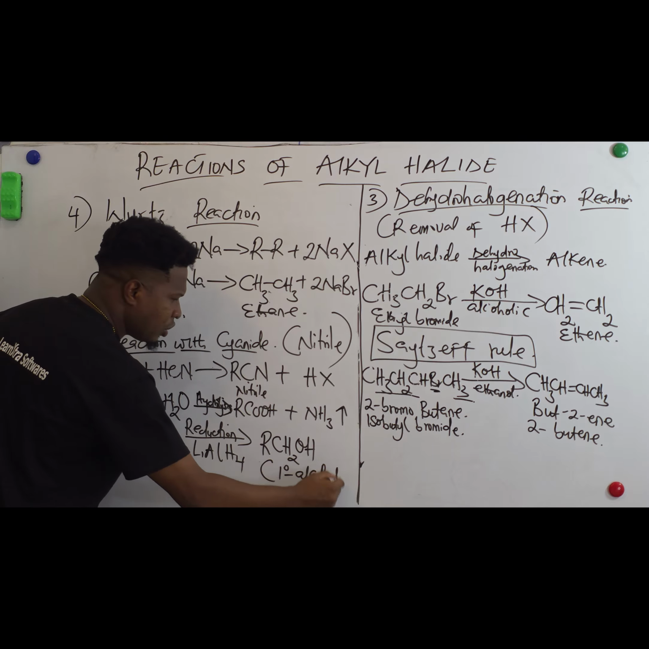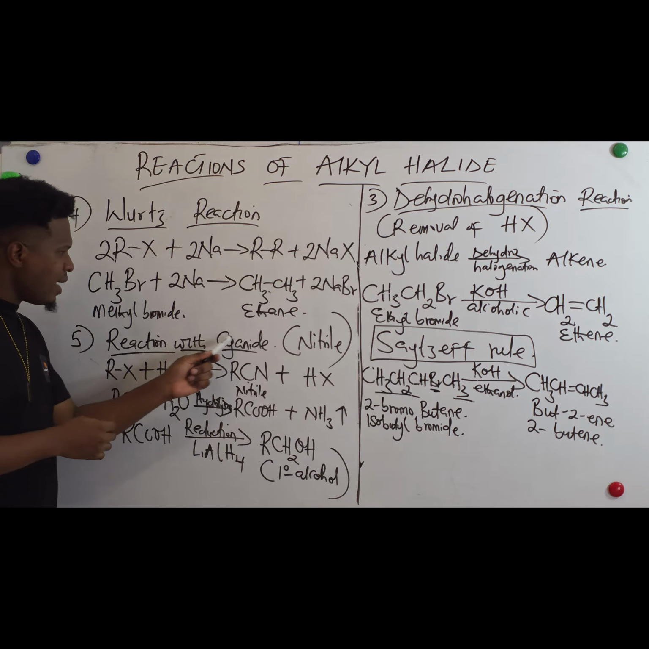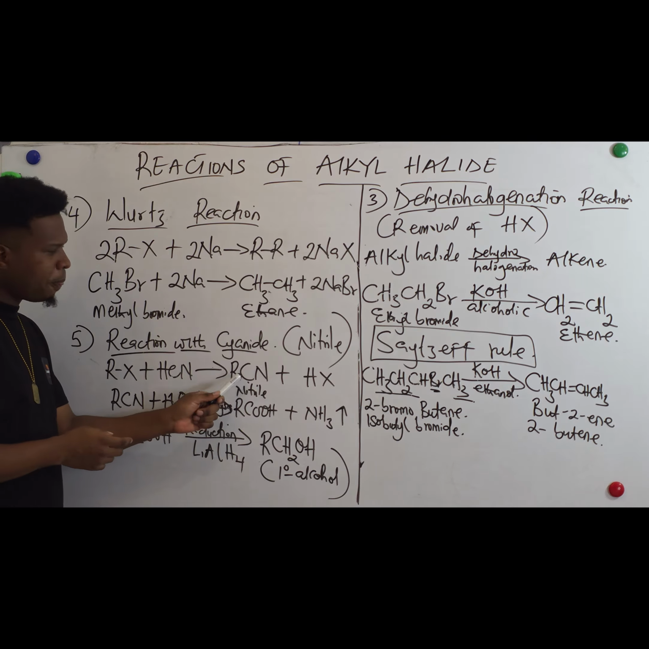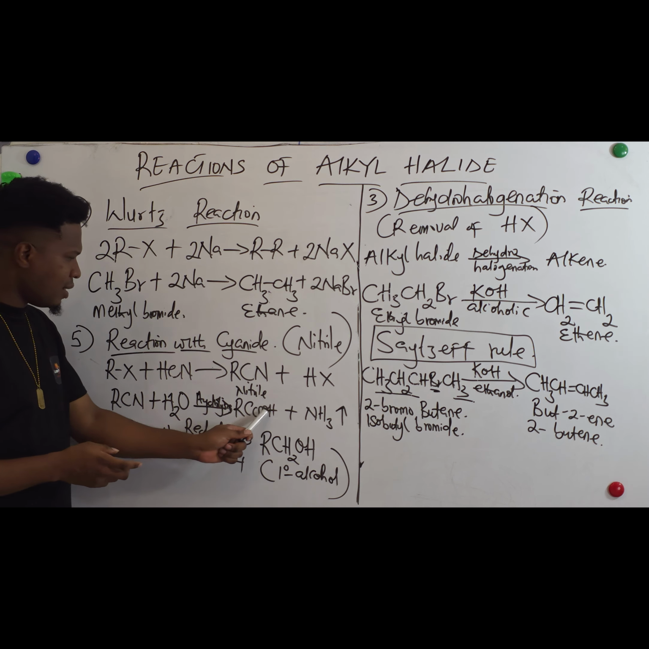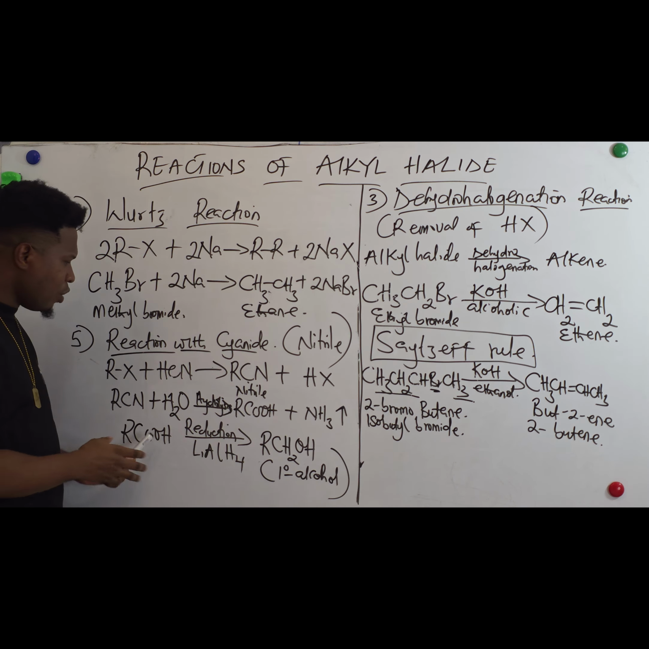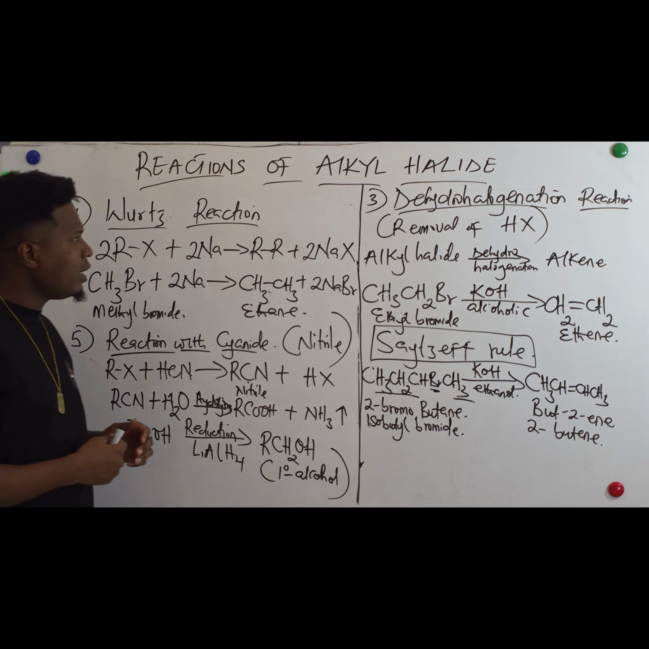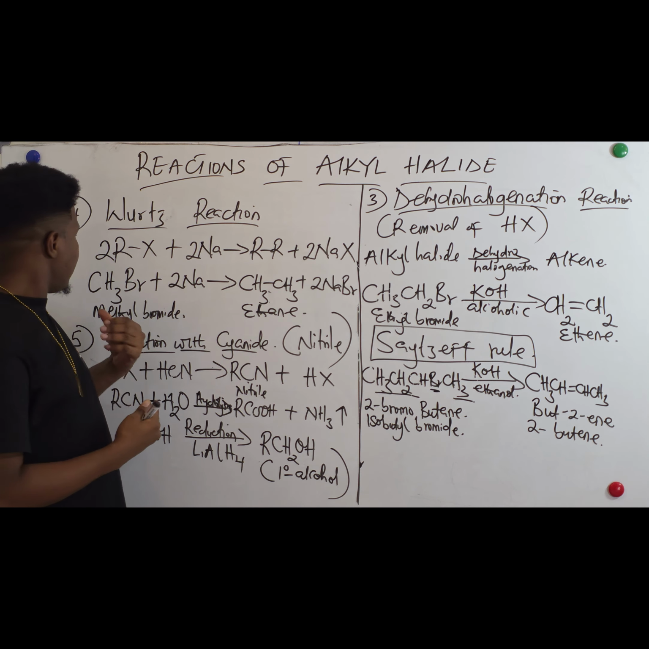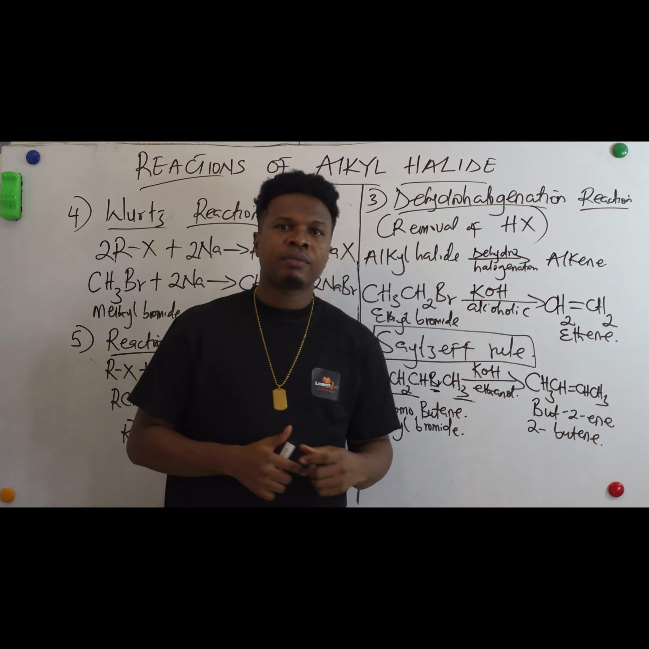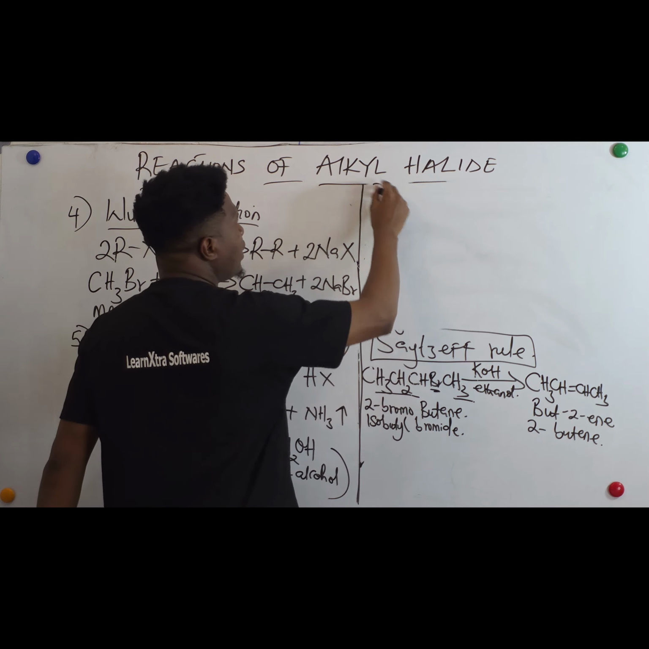So the reaction is simple. From the reaction with cyanide, it forms a nitrile, okay? This nitrile on further hydrolysis will give you alkanoic acid, and this alkanoic acid upon reduction will give you an alcohol. So this is the reaction involving haloalkane. Remember, this is the 5th reaction we are doing so far, and we are going to look at more reactions, okay? Formation of Grignard reagent.